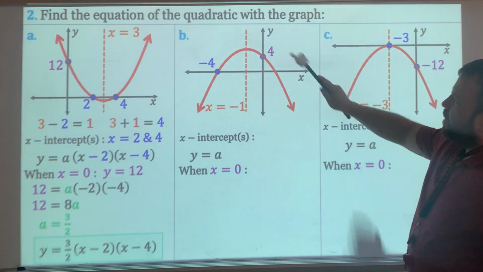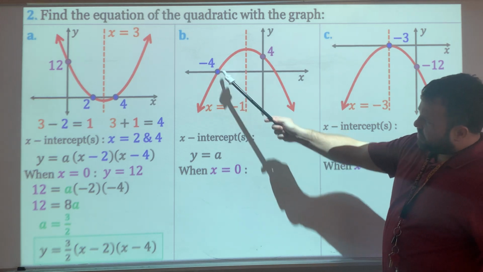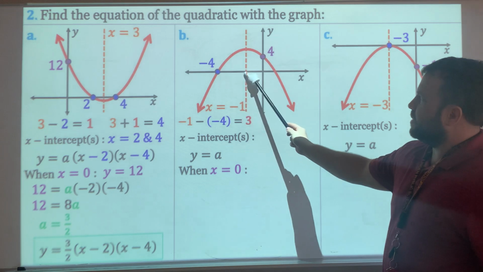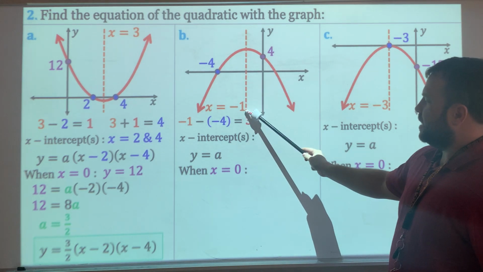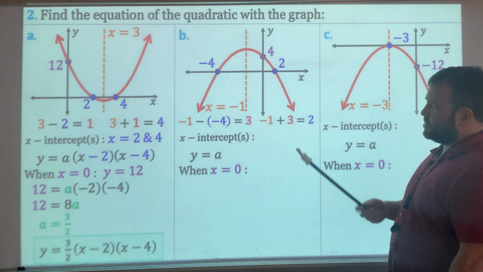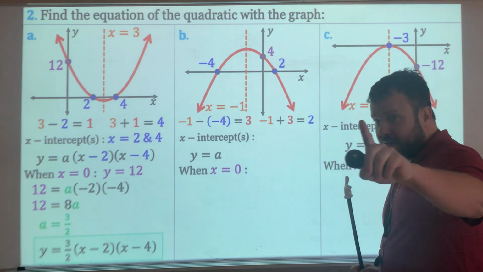All right, next one. Well, x minus 1 is my axis of symmetry. To get from negative 1 to 4, negative 1 minus 4 is 3. Since I go 3 to the left, I go 3 to the right. Negative 1 plus 3 is 2. My second x-intercept is 2. You only have one axis of symmetry.